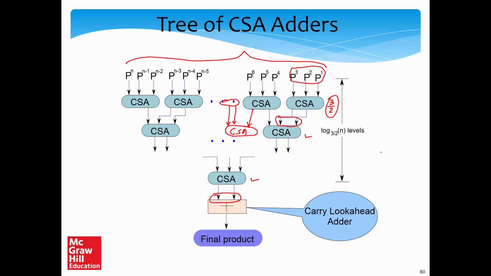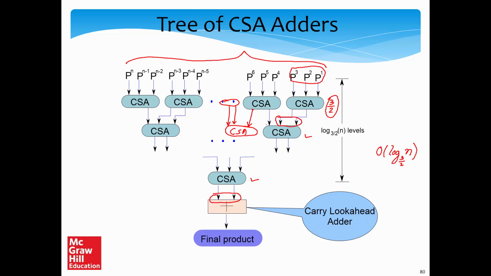So the approximate number of levels that we will require is order of log of n to the base 3 by 2. Why 3 by 2? It is 3 by 2 because at every level we're decreasing the number of partial sums by a factor of 3 by 2. So we are just adding.